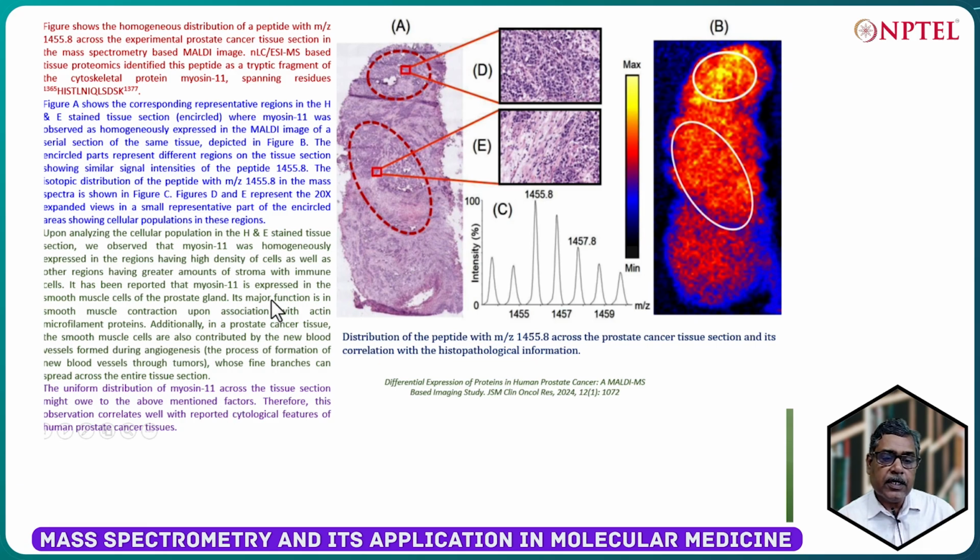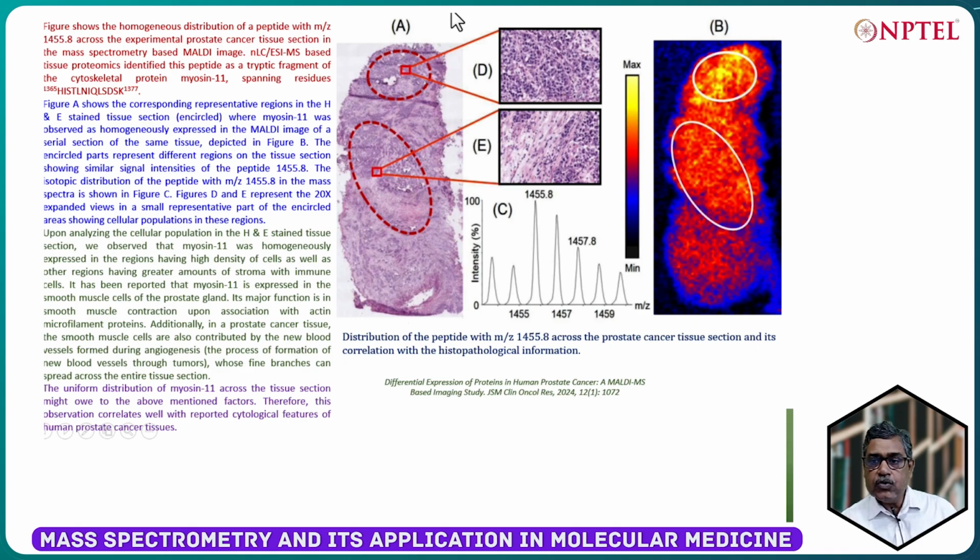Which is what we are explaining here. As the cells are growing, obviously they will have the cytoskeleton protein myosin 11 visible, or expected to be visible, all over the place. So, this observation correlates well with the reported cytological features of human prostate cancer tissue.